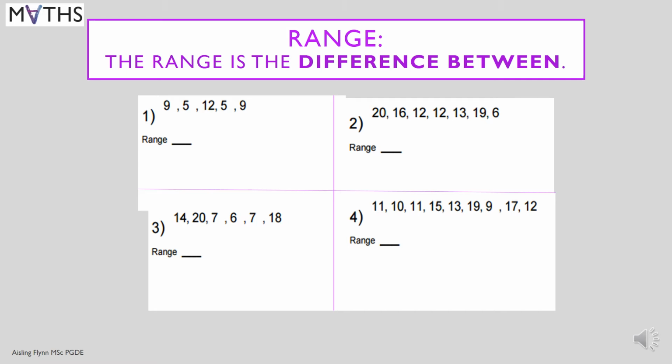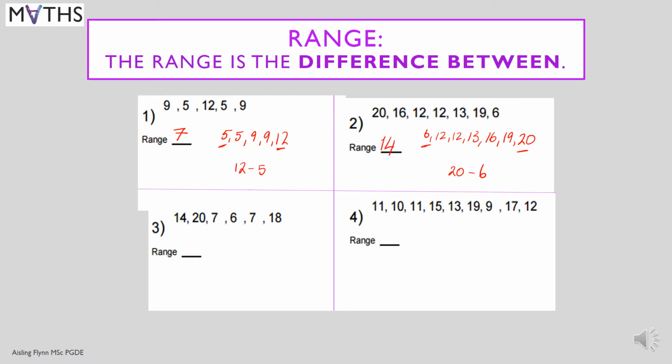Okay, so number 1, did you rank and get these values? 5, 5, 9, 9 and 12. Okay, we have our greatest and our least. So 12 minus 5 will give us our range, and the range is 7. So did you get 7 also? Number 2, to rank that, we have 6, 12, 12, 13, 16, 19 and 20. Okay, the greatest is 20, the least is 6. 20 minus 6 will give us the range, which is 14.